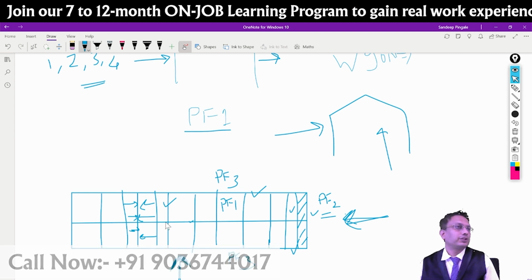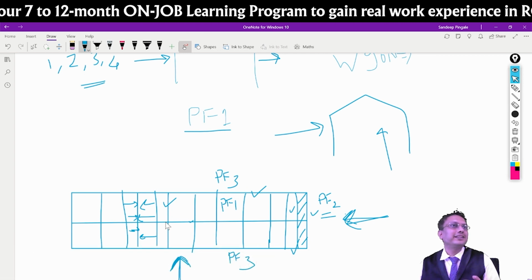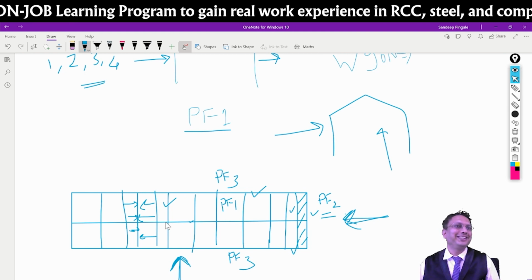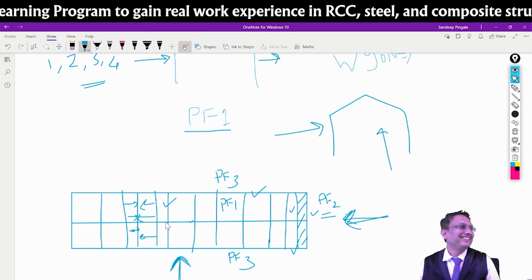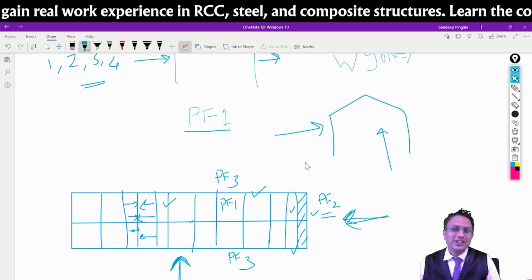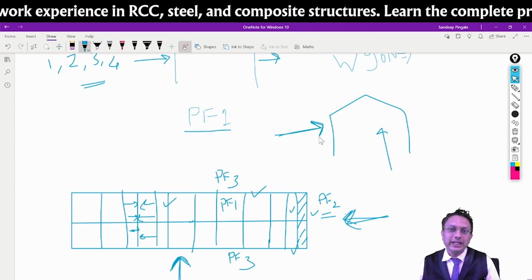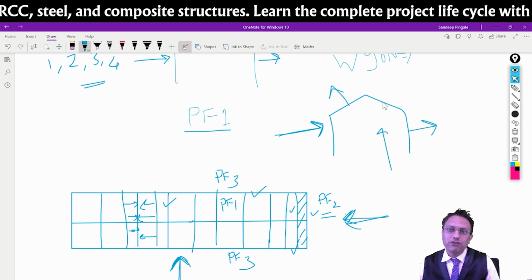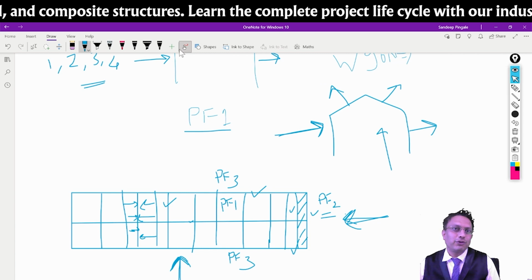See, understand it conceptually. Later on, adding the results in ETABS is a 2 minute job. Literally, it is a 2 minute job. Correct? What to add and where to add is the only problem. So in this direction only you will give the forces 1, 2, 3 and 4. In which direction will we give the forces?